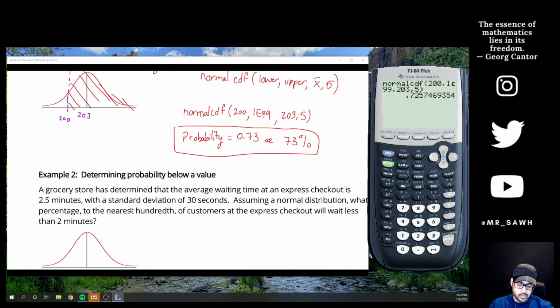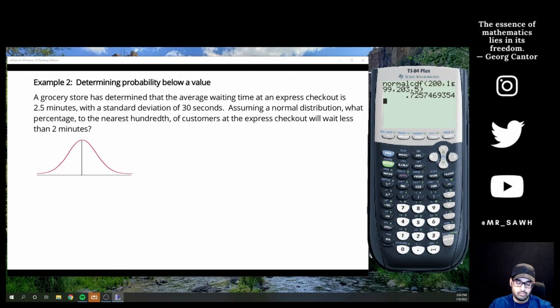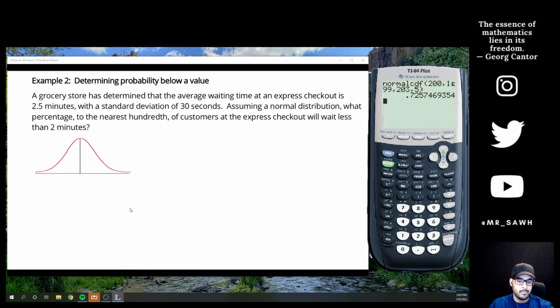We could also determine probability below a certain value. The wording of the question will let you know which region you're shading, whether it's above your value or below. So it does change from question to question.